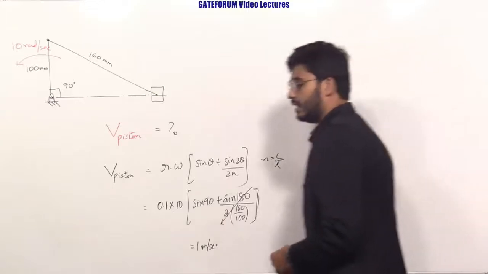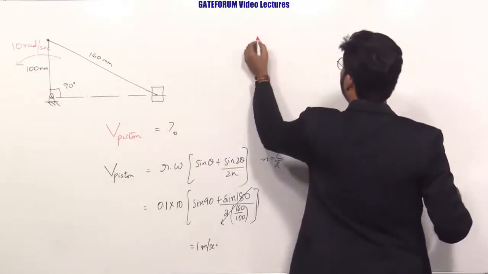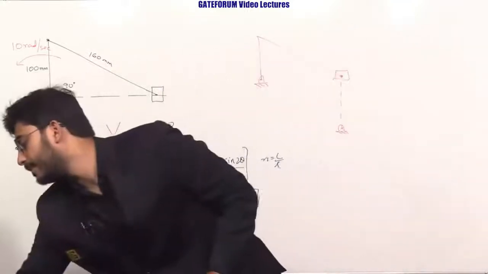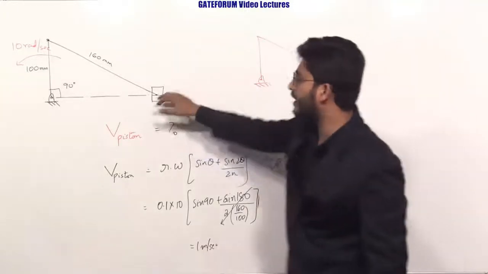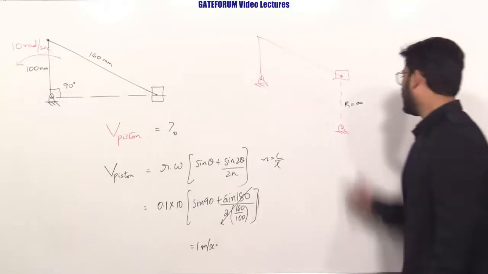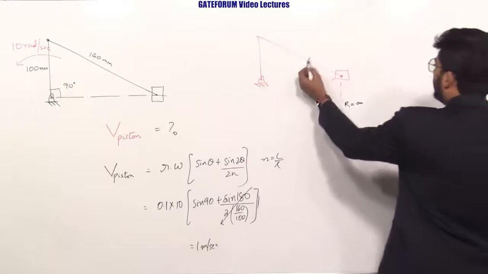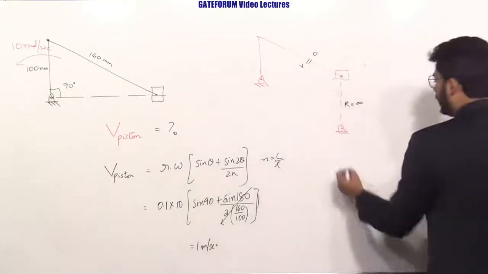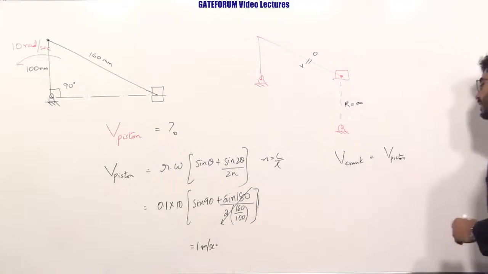Or else, if you look at this problem, if I want to convert the sliding pair of the piston into a revolute joint, this can be done by placing a link of infinite length. Now if you see, these two links are parallel. When these two links are parallel, the velocity of the coupler link will be zero. So which means I can say that the velocity of crank is directly equal to velocity of piston.